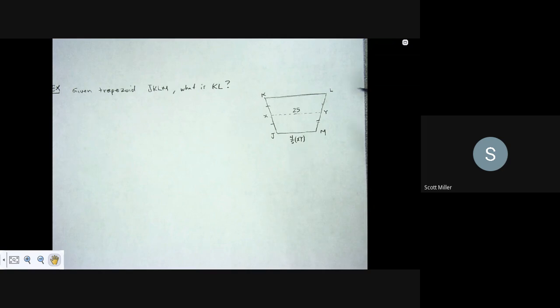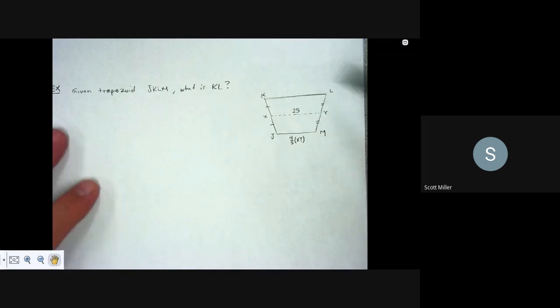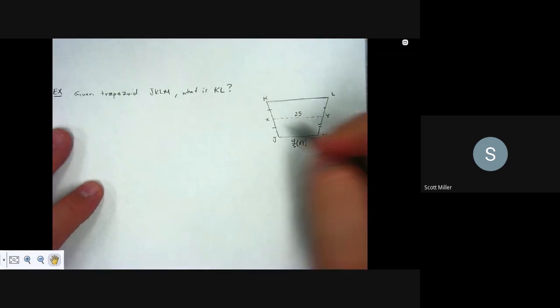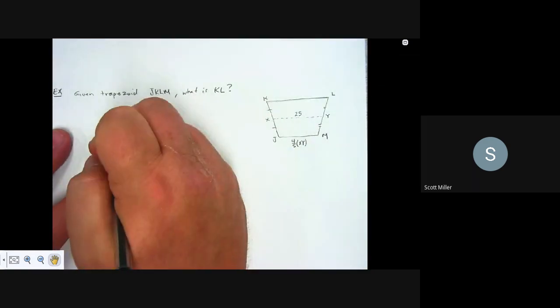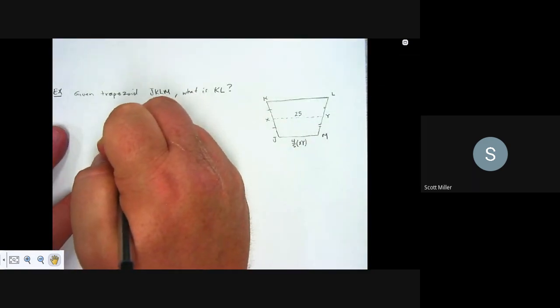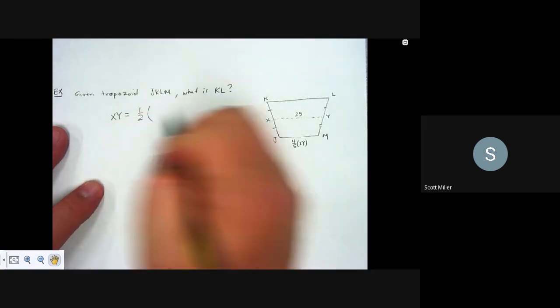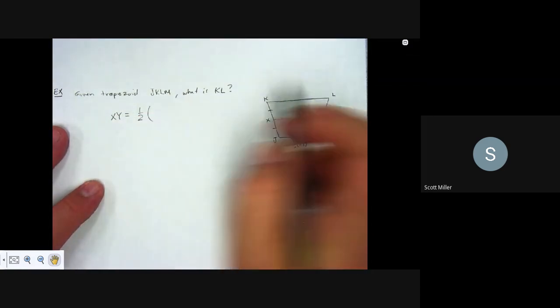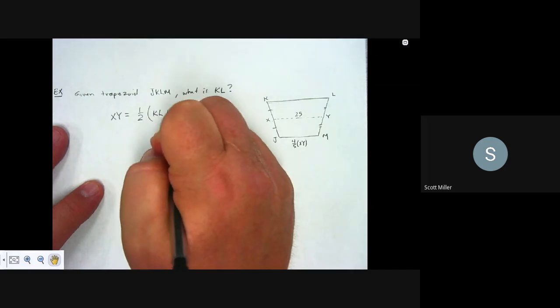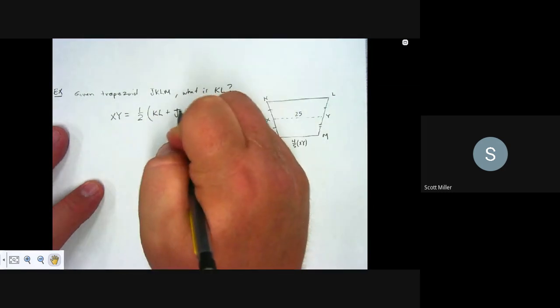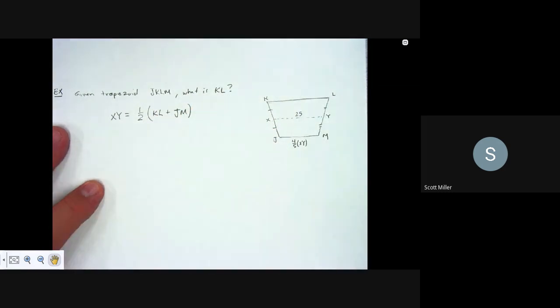And so I want to find side lengths. All three of these are parallel. And so the rule says, according to the letters that you see here, the length of XY must be equal to 1/2 the sum of the lengths of the two bases, the sum of KL plus JM. That must be true. So then let's plug in what we know.